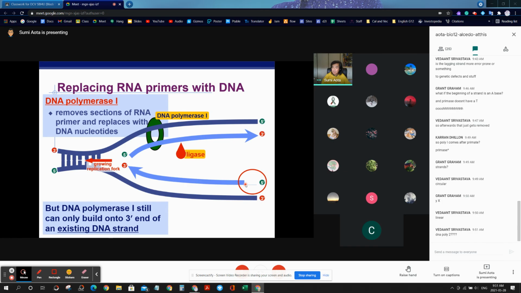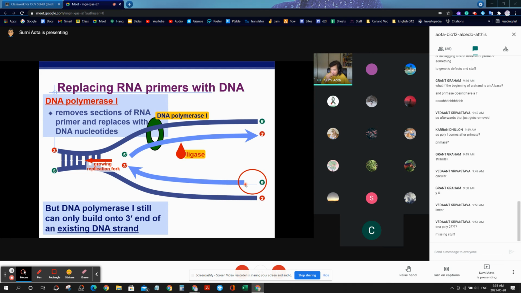Why would that be a problem? If this is a coding region of the DNA, if it makes a protein, you're screwed, because all of a sudden you're missing genetic information that you need to make the protein. The protein won't work. Good guess about poly 2, Vidam, but no, not poly 2. In prokaryotes, there's only 5 polymerases. In eukaryotes, it looks like there's something like 15.